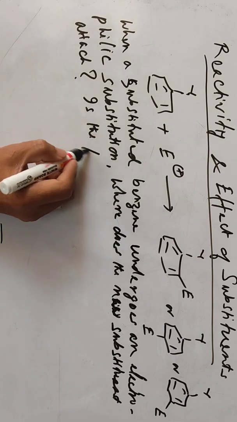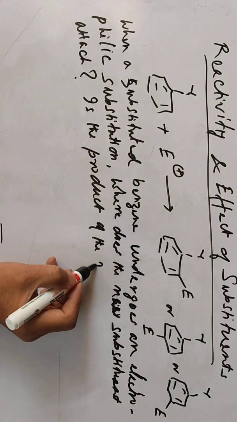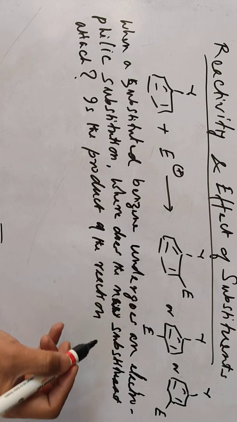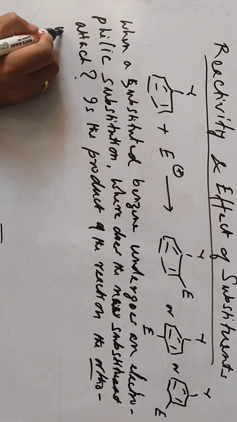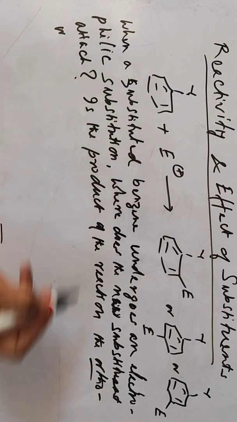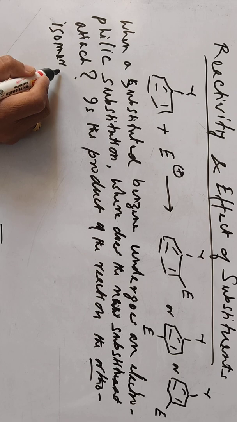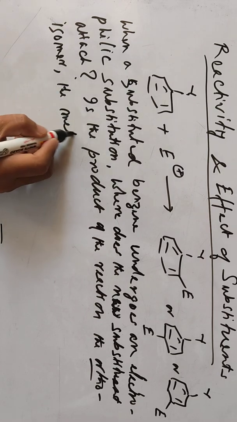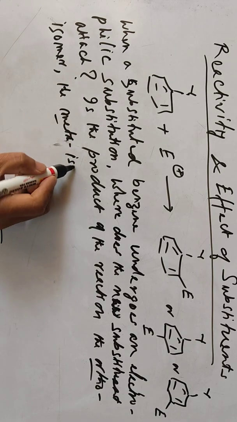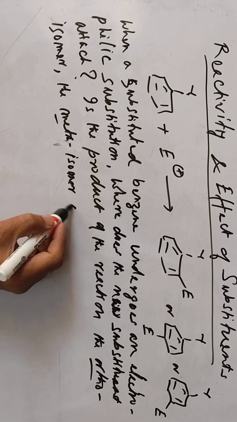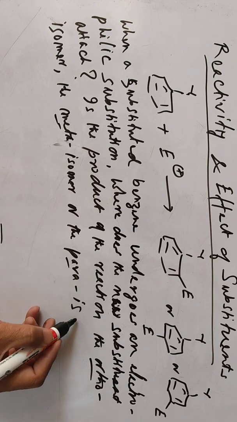So the product of the reaction can be either the ortho product, or the meta isomer, or the para isomer. We can discuss this in detail one by one.